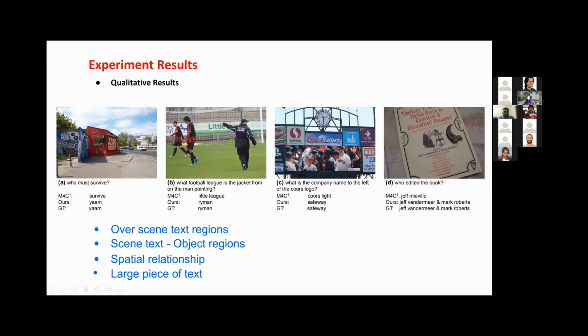Figure C shows an example where text-aware pre-training correctly understands the relative spatial relationship in the question: what's the company name on the left to the cross logo? Furthermore, text-aware pre-training helps the model read a large piece of text. For example, in figure D, the model correctly answers the question of who edited the book by finding the editor's full name in the text.